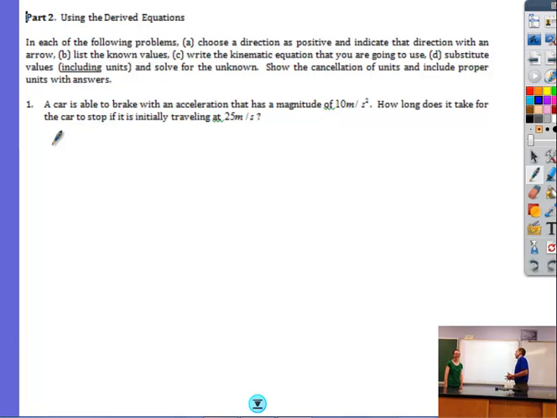Now that we've derived the equations, we actually want to use them and go through a couple examples of how to solve some problems. Now there's some steps we want to follow in each problem. If we do this, it'll always make our life easier. One, we need to know which way is positive. Generally to the right is positive, but sometimes it makes more sense to go the other way. So we're always going to figure out which way is positive.